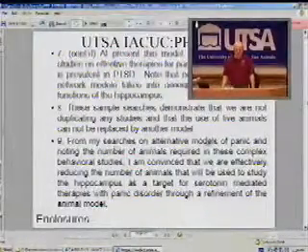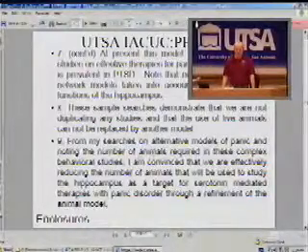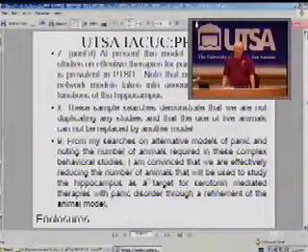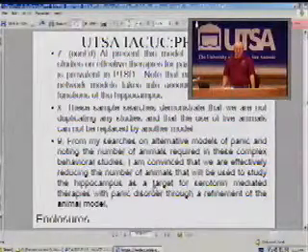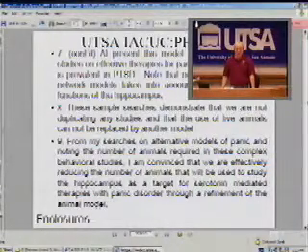From my searches on alternative models of panic and noting the number of animals required in these complex behavioral studies, I'm convinced that we are effectively reducing the number of animals that would be used to study the hippocampus as a target for serotonin-mediated therapies with panic disorder through a refinement of the research model, and then there were enclosures.